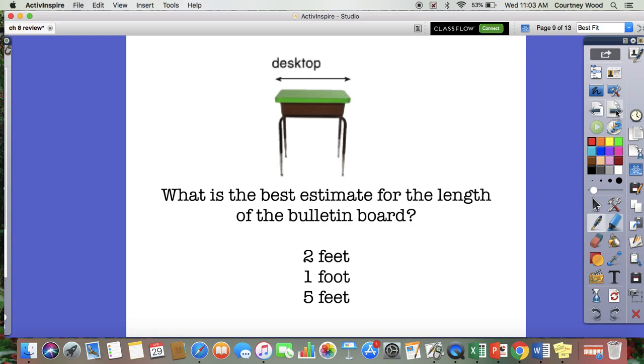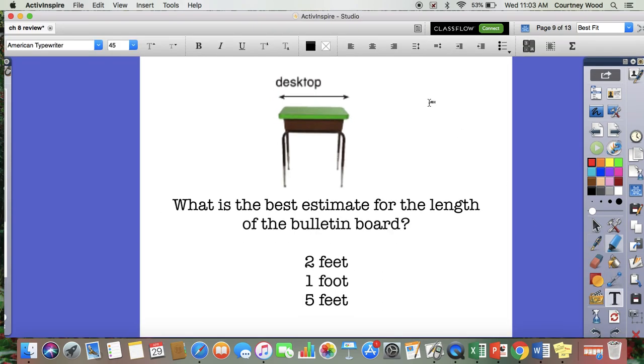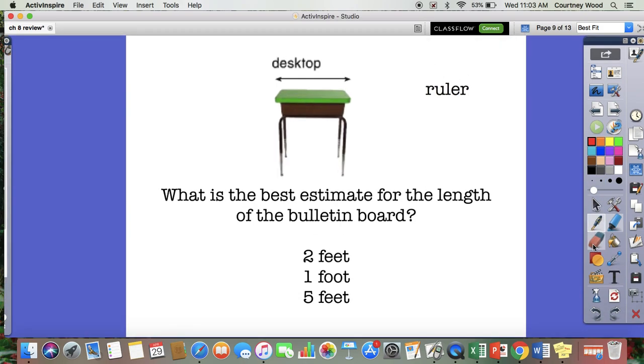What about this one? If we're looking at the desktop, what would we use? I'm thinking a ruler. Now remember, this is like on the top of your desk. If you would just actually put your hands on top of the desk, how long do we think our desk would be? 1 foot, one ruler, 2 feet, 2 rulers, or 5 feet, 5 rulers. Now remember, this is across the top, not from the bottom to the top.